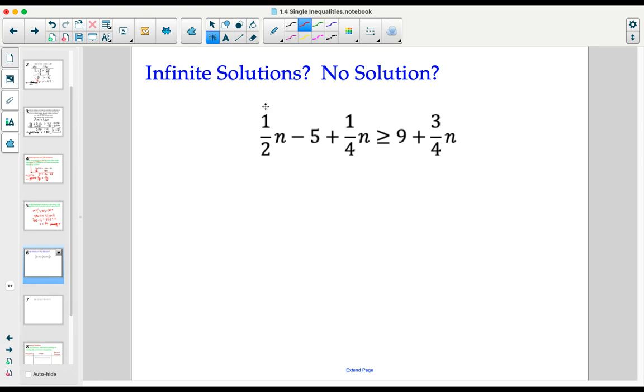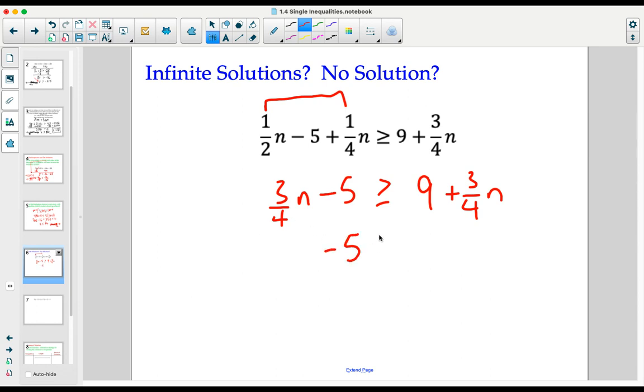So in this situation, we have 1/2 and 1/4. 1/2 plus 1/4 is just 3/4 of n, minus 5, greater than or equal to 9 plus 3/4 of n. And at this point, you should recognize that key characteristic that often makes an equation fall apart, which is that the variables, n, have the same coefficient, 3/4. Regardless of the side that I pick and the subtraction that I do, it's going to eliminate the n's and leave behind -5 greater than or equal to 9.